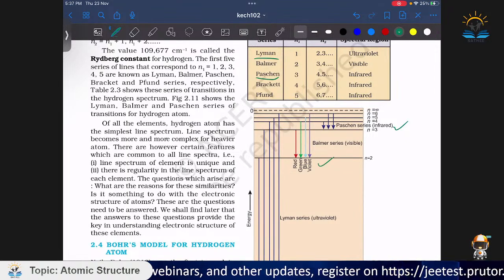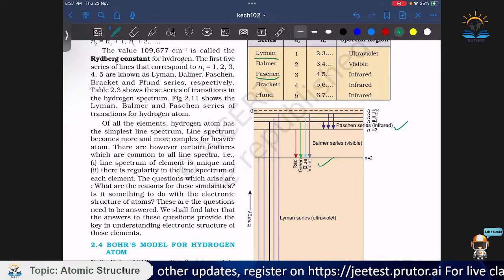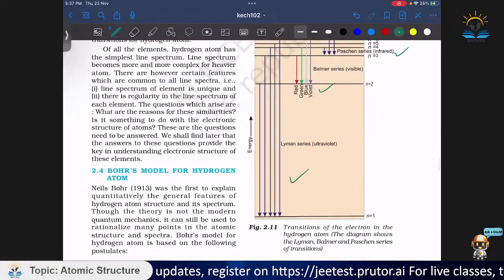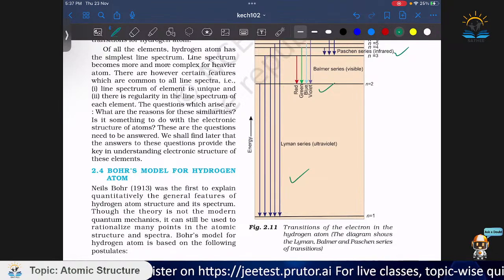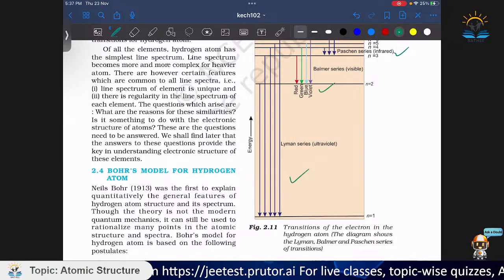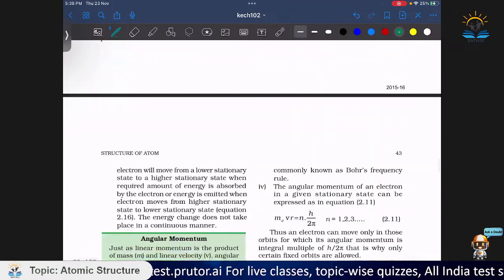All the photons emitted, if the electrons come and rest at the Balmer series, are visible photons, and if the electrons come and rest at the Lyman series, they emit ultraviolet photons. You got all of this? We move on to Bohr's model of the hydrogen atom.